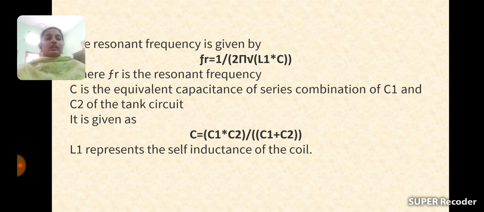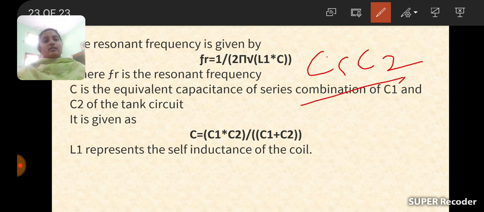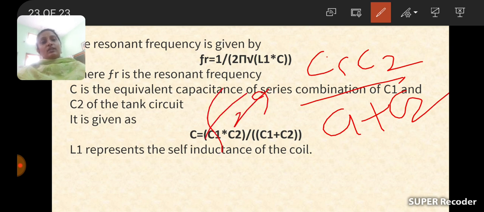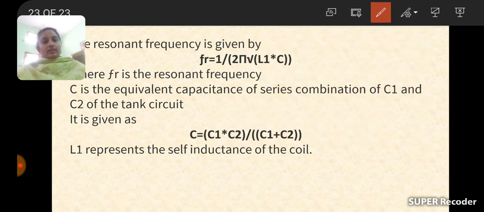But here L is only one, meaning we have only one inductor, but two capacitors are there. The capacitors are connected in series. So the total capacitance in the circuit is C1C2/(C1+C2). So the frequency is 1/2π√(LC), where C indicates the total capacitance of the capacitors.